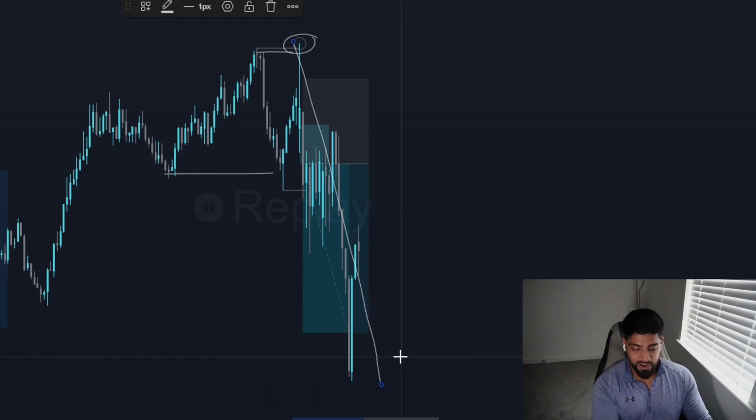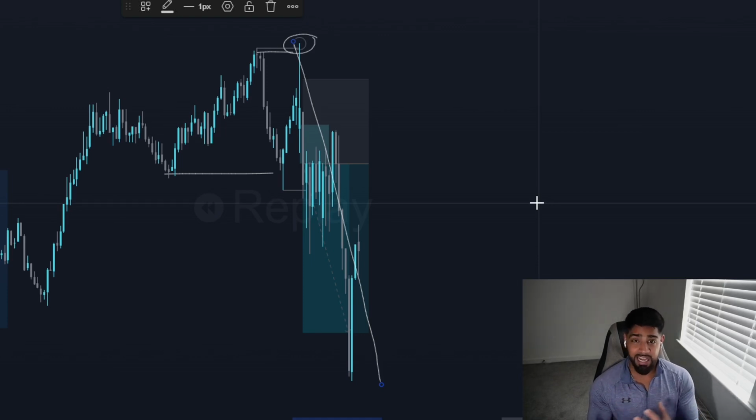The banks, funds, and algos can't enter with $500 million in size unless there's volume on the other side. And where is that volume? Exactly where retail traders like me and you are placing our stop losses. Areas of support and resistance, areas of key market structure.